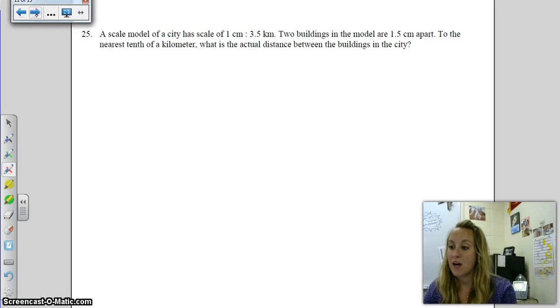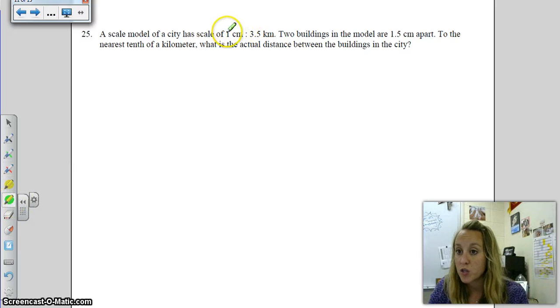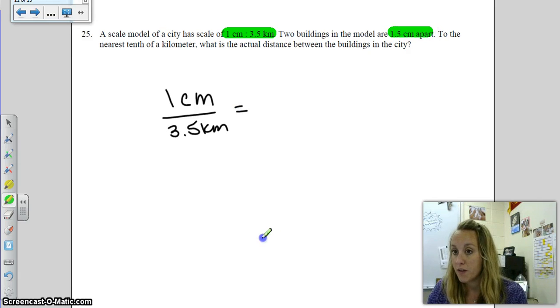Okay, here, scale model. Again, we're just doing the same thing we've been doing. You have the scale that you start out with. So 1 centimeter over 3.5 kilometers. Set that equal to what we're looking for. Here it's telling me that I have centimeters. Since I've labeled this already, I know that my centimeters have to go on top. Then I put my unknown on the bottom.